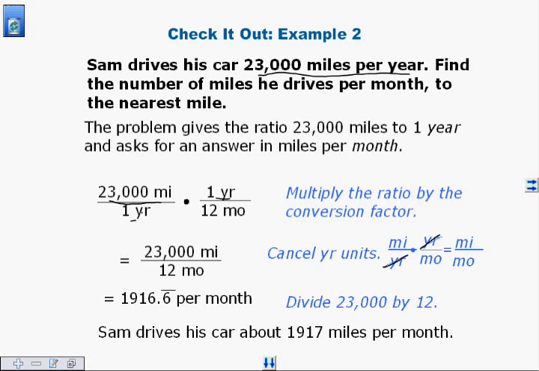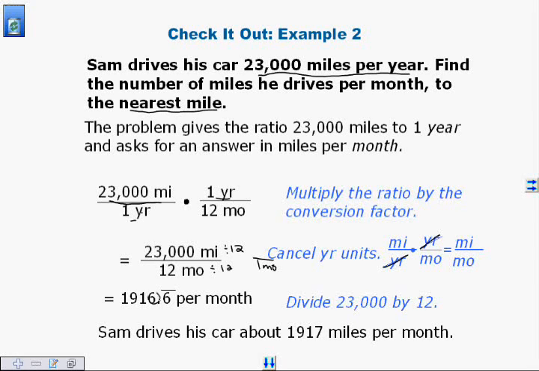And you can just move miles over months. So there's 23,000 miles in 12 months. Now we're going to divide by 12. That way we can break it down to our unit rate per month. When you divide it out, it's 1916 repeating per month.